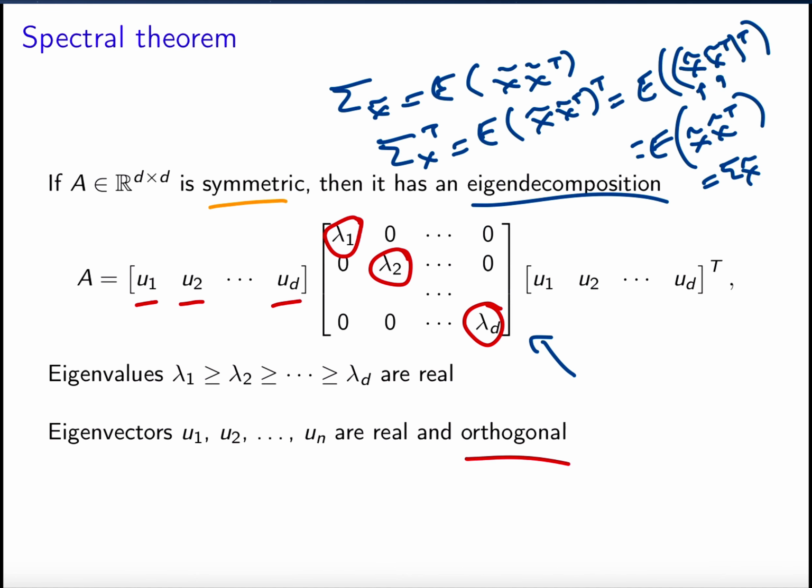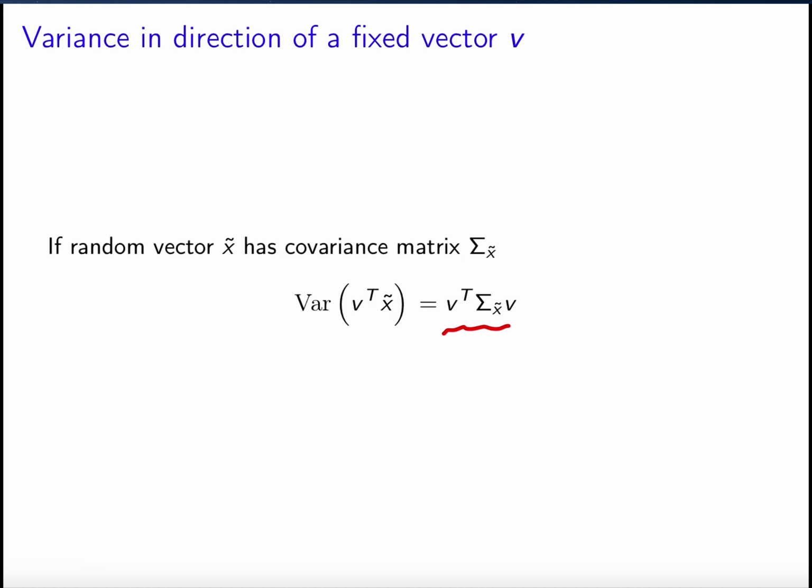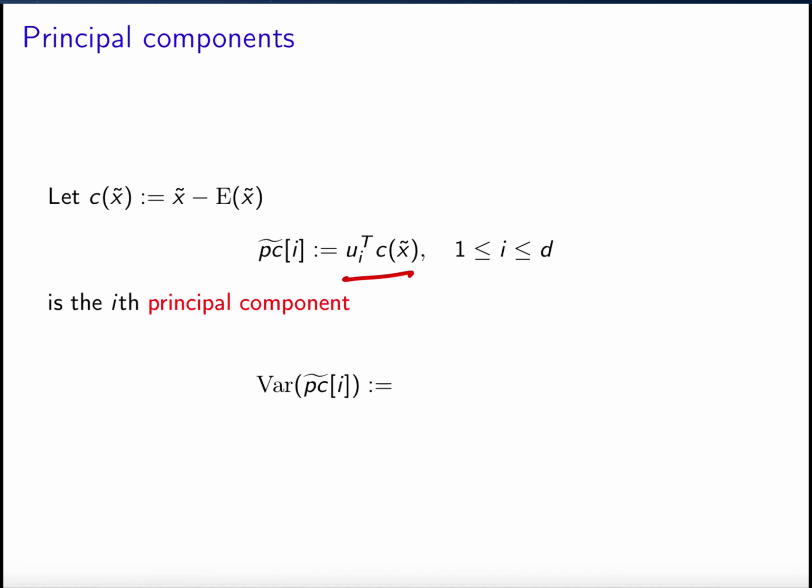So let me go back here. I just wanted to show you that picture. That's what we call a principal component. Again, this inner product between the centered points and that vector. What is the variance of a principal component? Well, the variance of a principal component is equal to the corresponding eigenvalue.